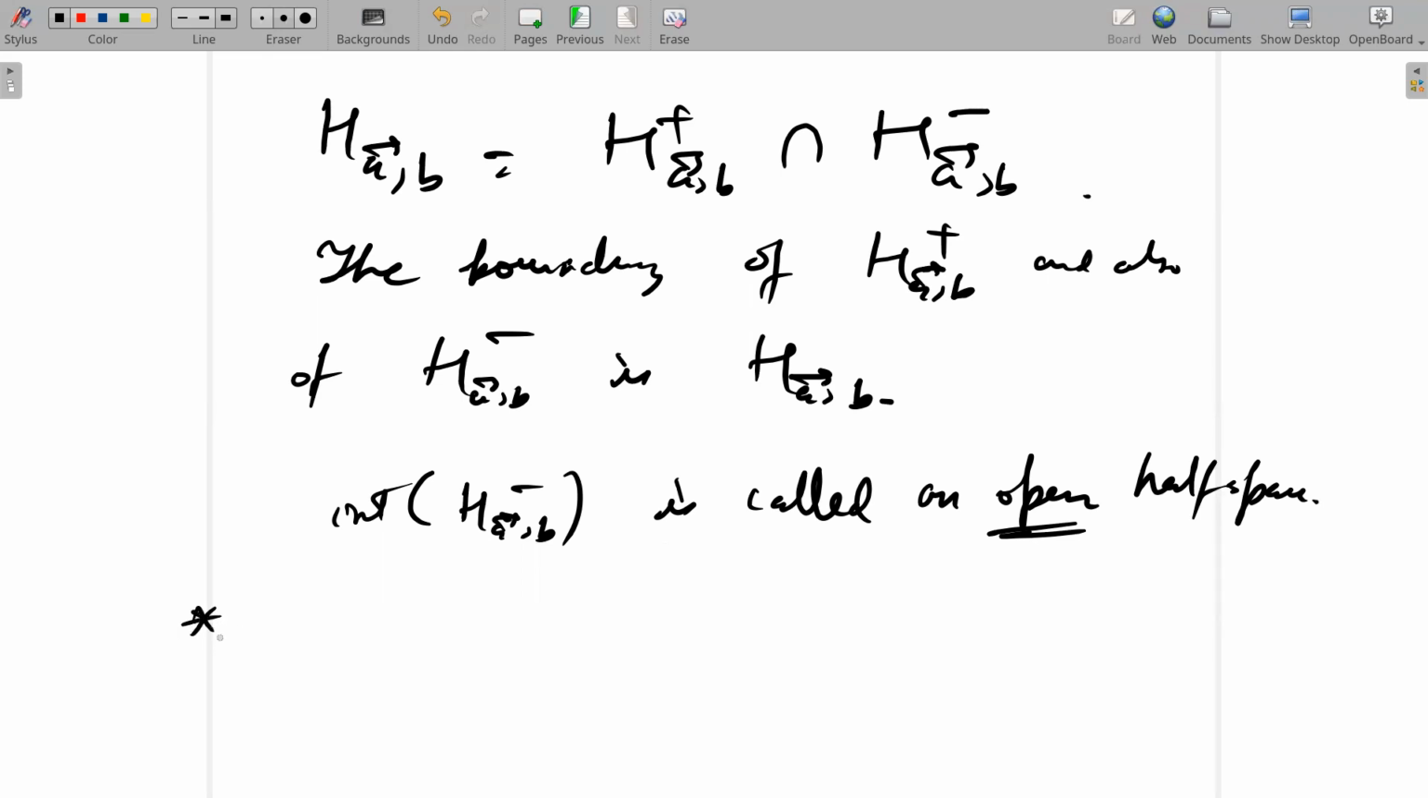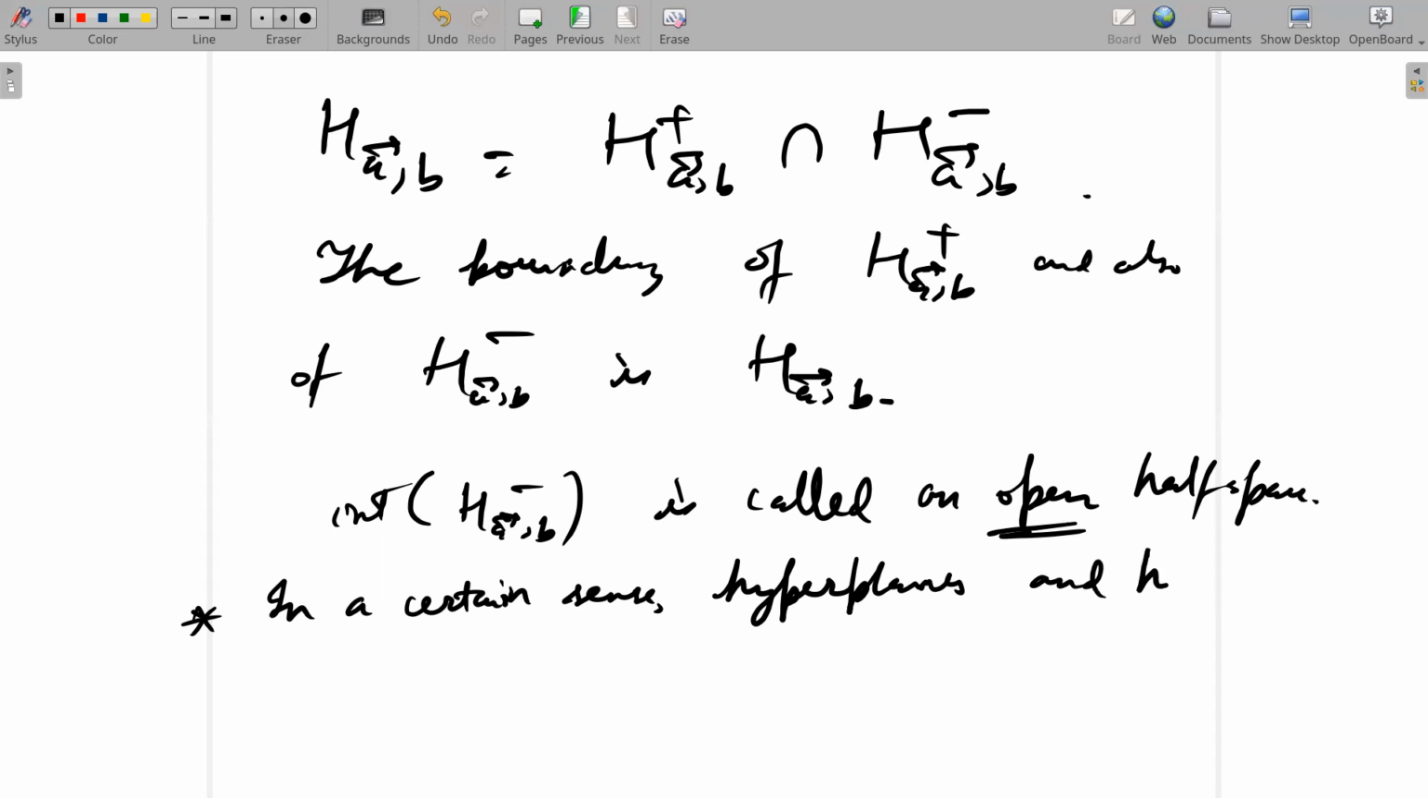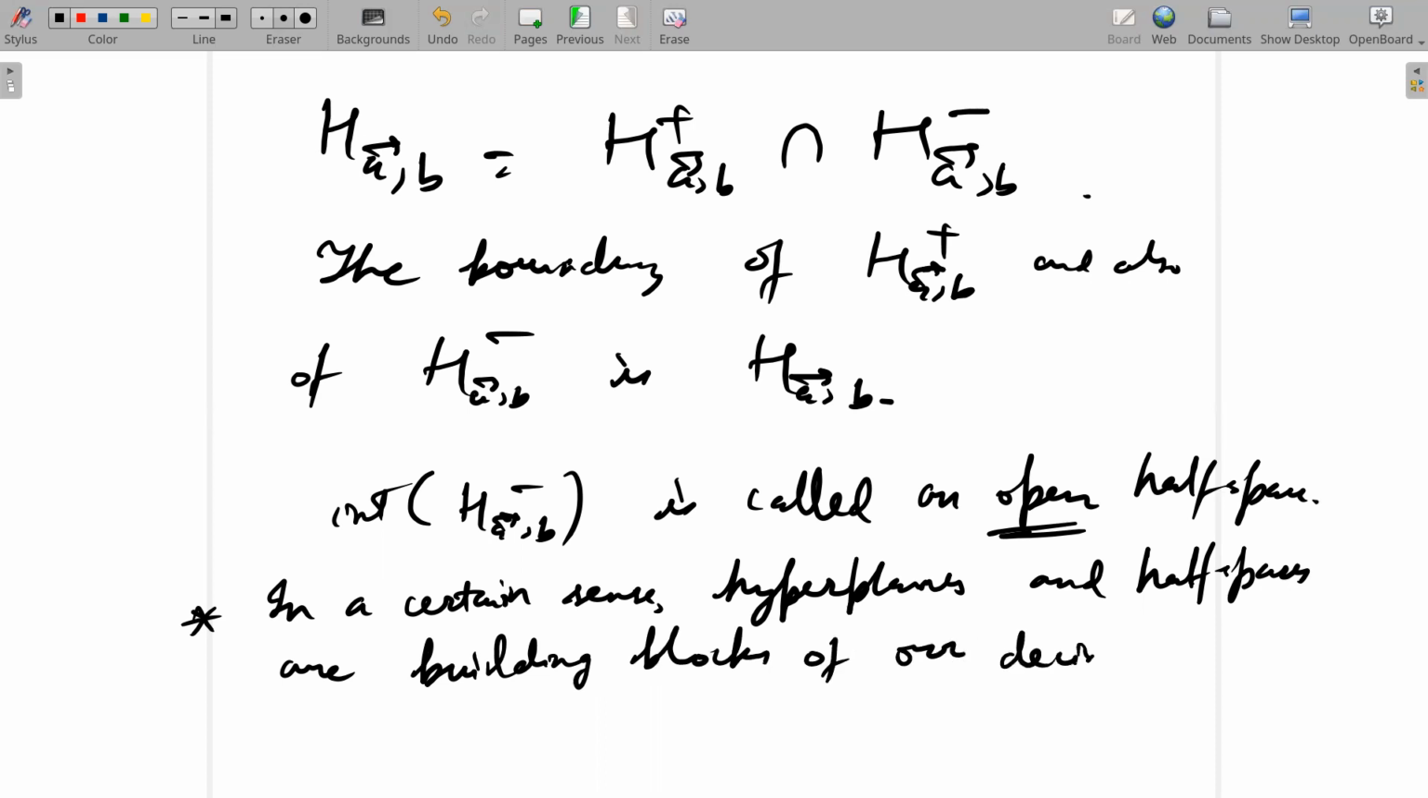And I already mentioned this, but let me write it out. So in a certain sense, of course, when I say in a certain sense, once I have done that theorem, you will be clear what that sense means, but now it is going to be hard to explain. So in a certain sense, hyperplanes and half spaces are building blocks of convex sets, are building blocks of our decision space.